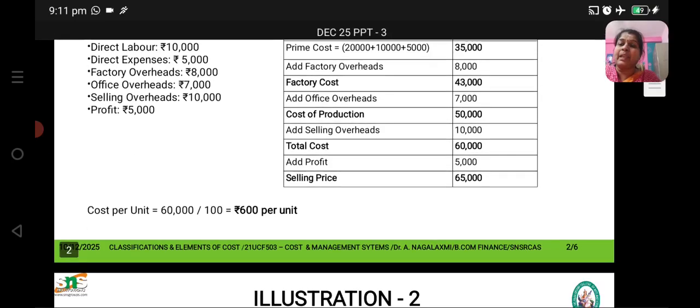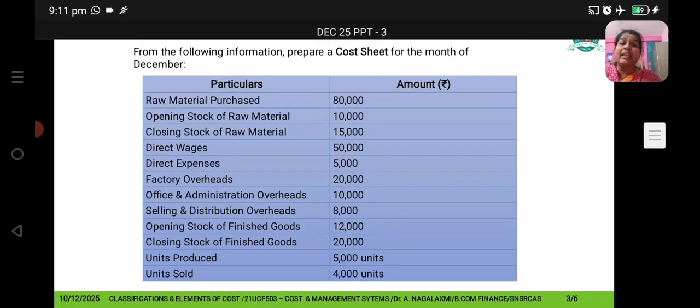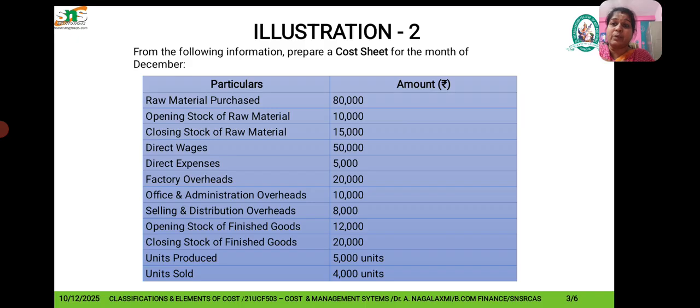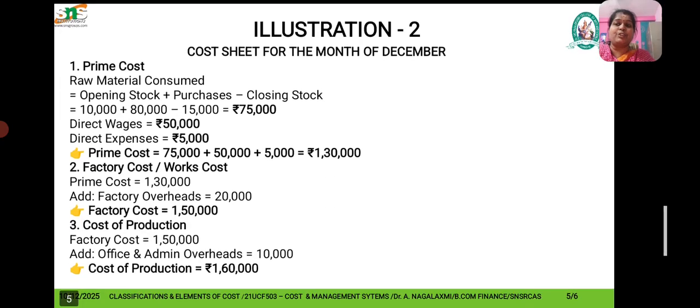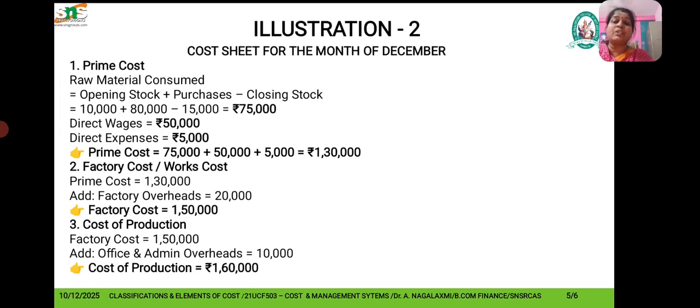But here in the sum they have not given the direct material directly. Instead they have given some information related to purchase of raw material, opening stock of raw material, closing stock of raw material. From this information we are supposed to prepare direct materials consumed. Raw materials consumed is ascertained by adding opening stock plus purchases minus closing stock. So opening stock of raw material is 10,000, purchases 80,000, minus closing stock 15,000. So the raw materials consumed is 75,000.